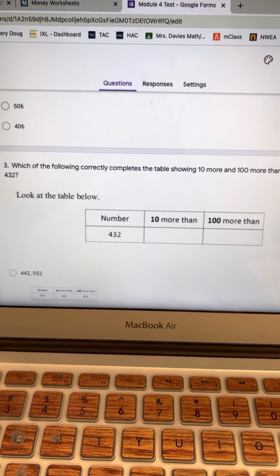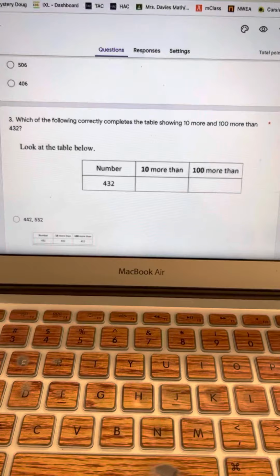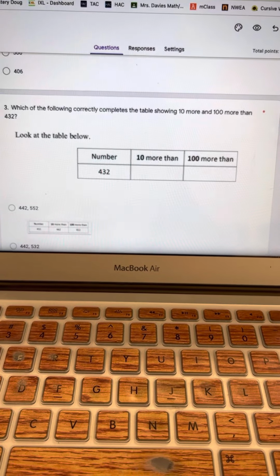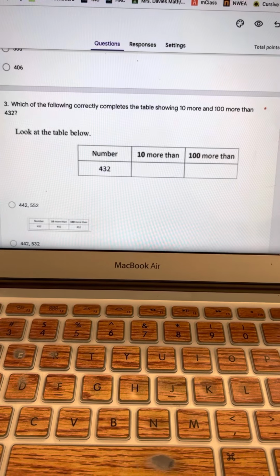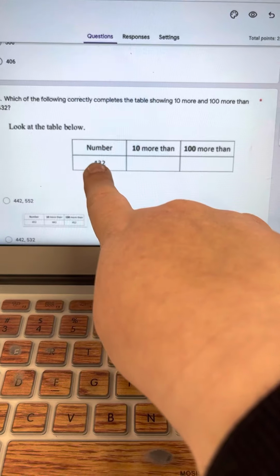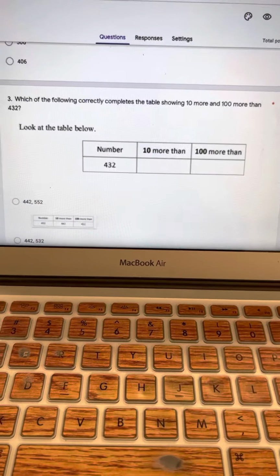Number 3, this is one we talked about yesterday. Remember what we did yesterday. Which of the following correctly completes the table showing 10 more and 100 more than 432? Always go back to the original number. 10 more, then 100 more.